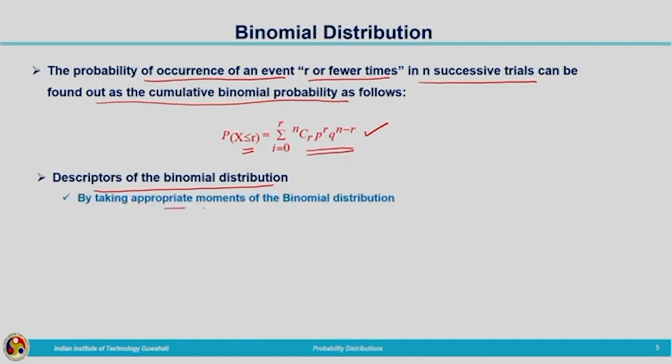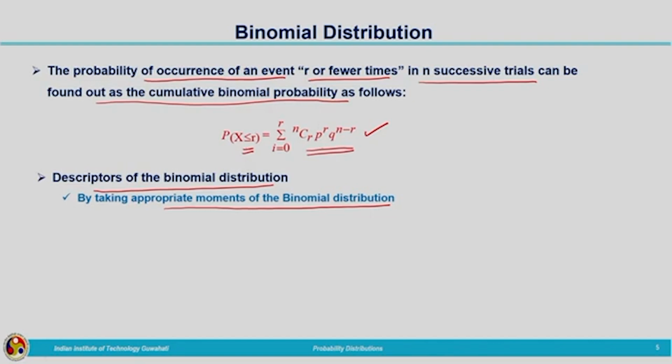By taking appropriate moments of the binomial distribution, we can get the descriptive statistics related to a particular distribution. All these descriptors are calculated by considering the moments of the distribution. That is, in the case of mean, we have considered the first moment with respect to origin, and other descriptors such as the variance, skewness and kurtosis are the moments taken with respect to the mean value, not with respect to origin.